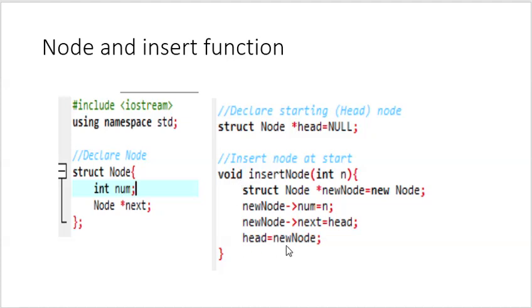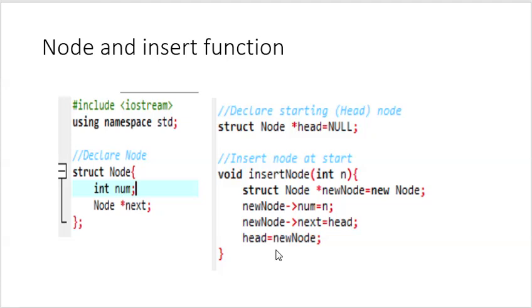Here I have written a function for inserting a node and passed a variable n. First we will create a new node with this struct node. So struct node *new node is equal to new. The new will be highlighted, as this is used for creating a new node. Then we will assign n to the data. So the data of the new node will be assigned n, and its pointer will be assigned head. So head should be equal to the new node.